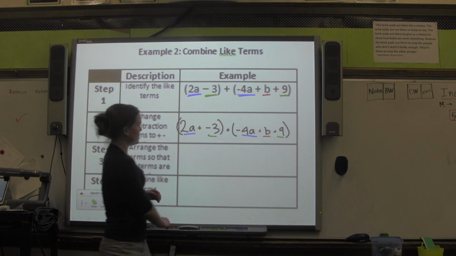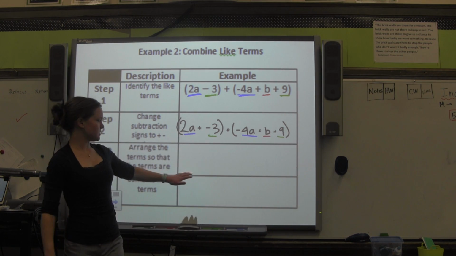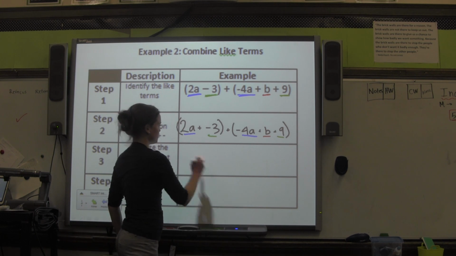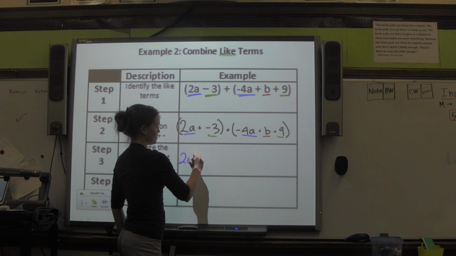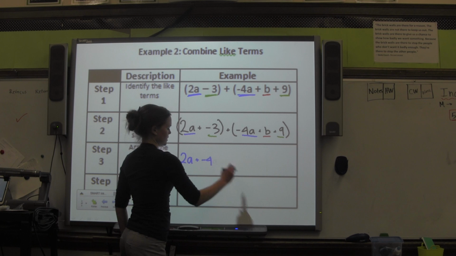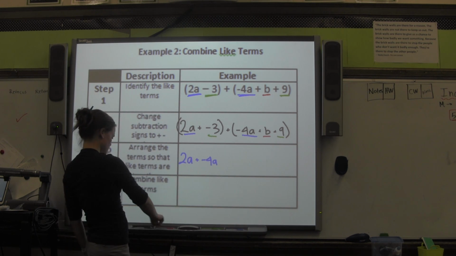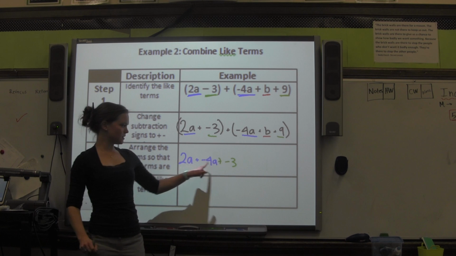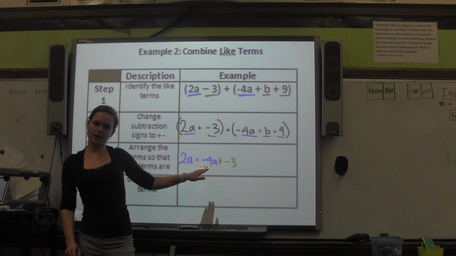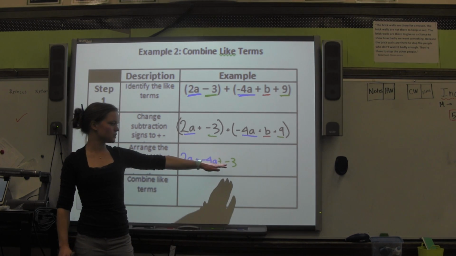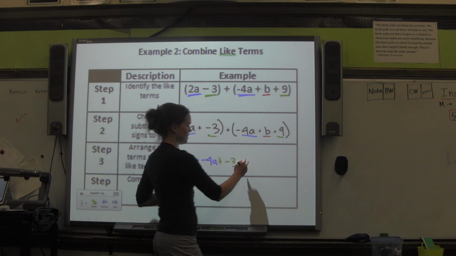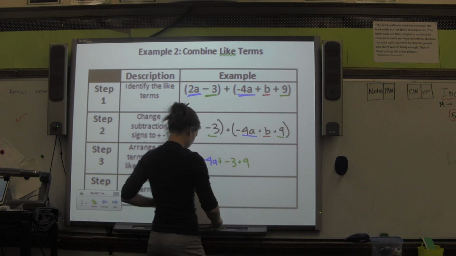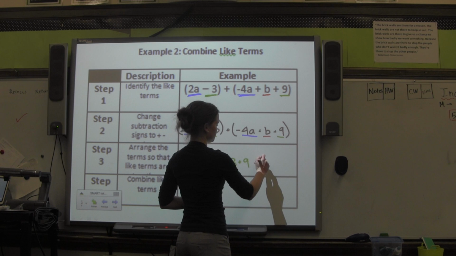Okay, and I'm going to arrange my terms so the like terms are together. So let's put the blue ones first. So I have 2a plus negative 4a. And then the green one's negative 3 plus 9. And notice that, again, these still all have plus in front of them. So even if it's a negative term, I still have a plus in front of it. And then lastly, I have plus b.